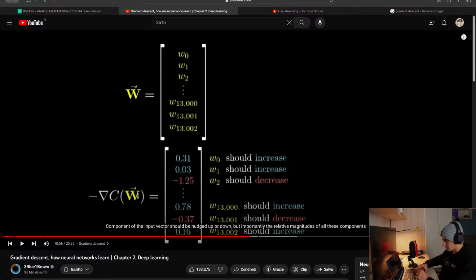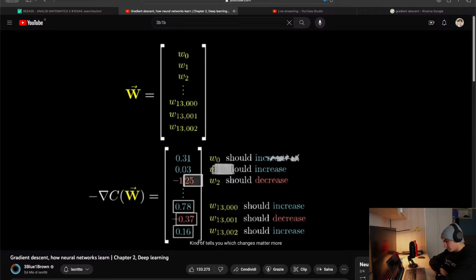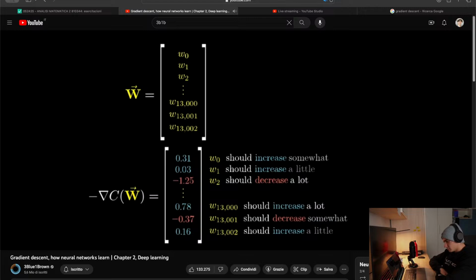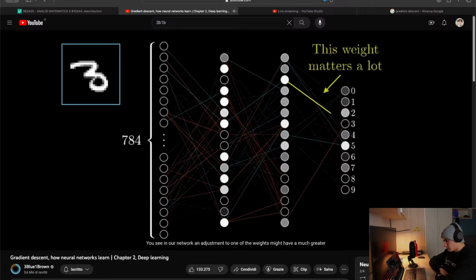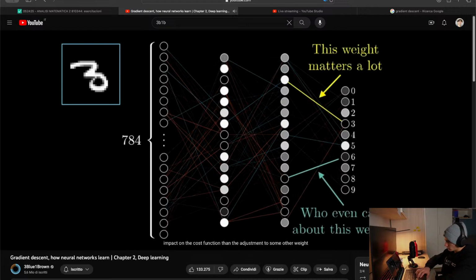But importantly, the relative magnitudes of all these components kind of tells you which changes matter more. You see, in our network, an adjustment to one of the weights might have a much greater impact on the cost function than the adjustment to some other weight.